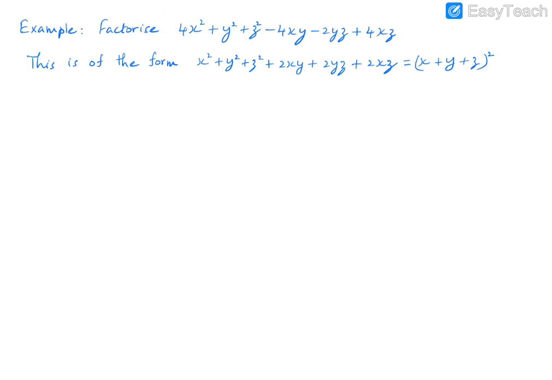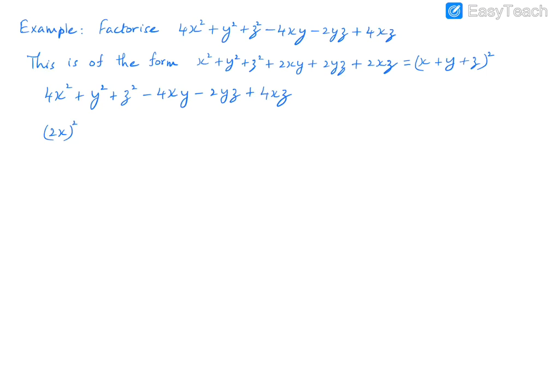So we want it in the form of x squared. Let me write the question all over again. So we have 4x squared plus y squared plus z squared minus 4xy minus 2yz plus 4xz. The 4x squared can be written as (2x) the whole square.